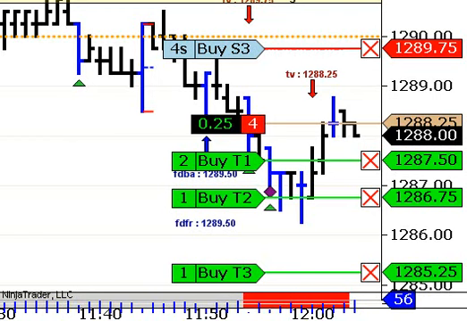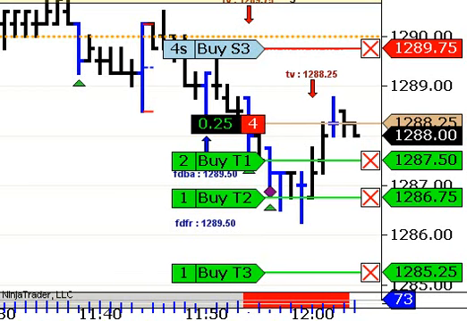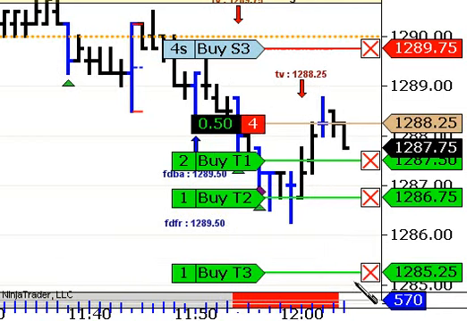And you can see our initial protective stop, which is a buy stop, up above the market at 1289.75. So should the market rally or continue to rally, therefore move against us, we would be stopped out for a 6-tick stop per contract. We have 4 contracts here. So just move it over there a little bit.